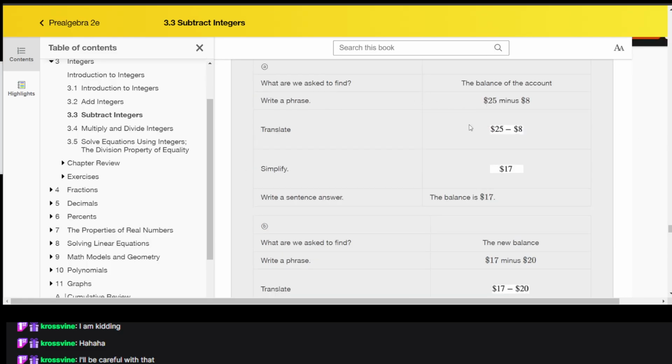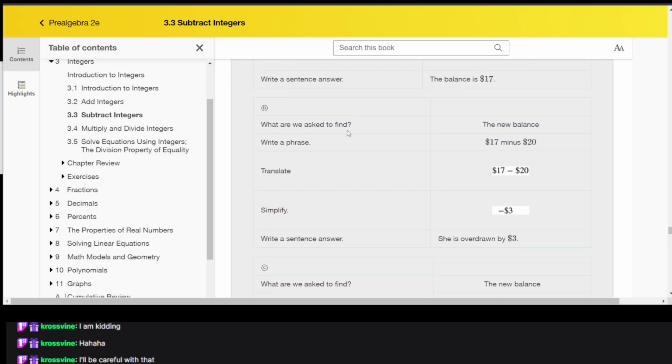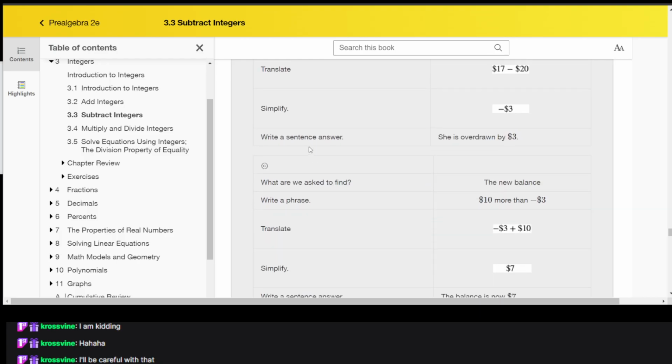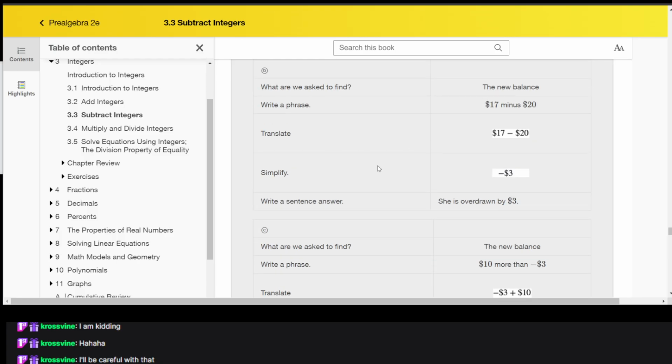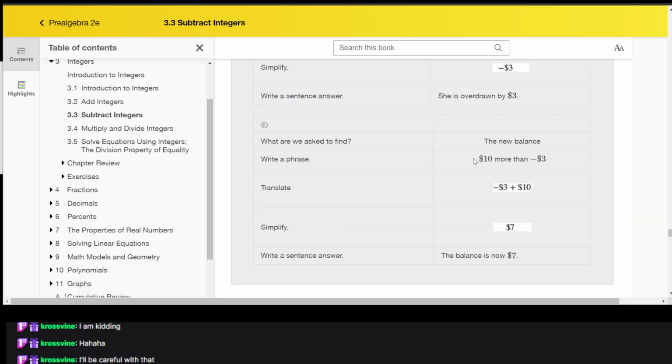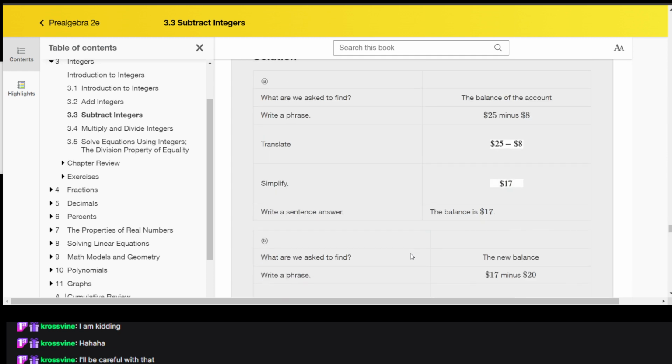Balance of the account: 25 minus 8. 17 minus 20. She's overdrawn by -3. $10 more than? Plus 10. Why are we adding this?